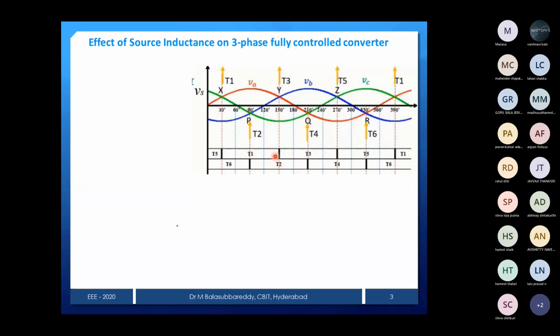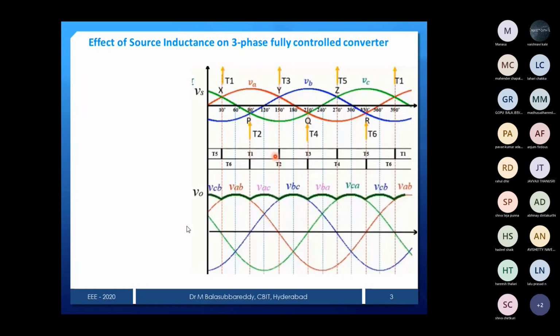The source will not allow the current to change suddenly from the rated value, or the load current, to zero. It gradually decreases from the rated value to zero. And the other device also will not suddenly go from 0 to rated; it gradually builds up the current. So this is the case without overlap.